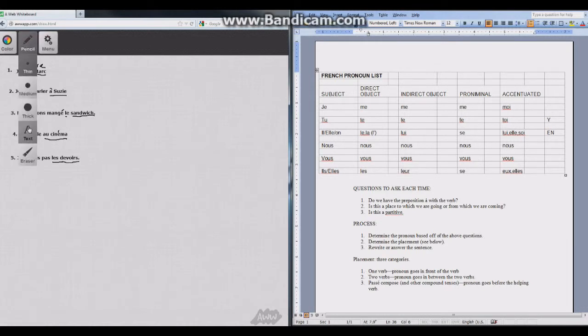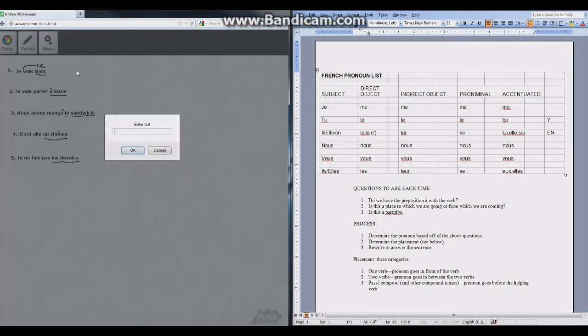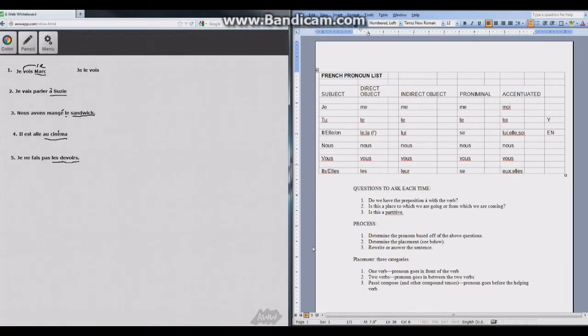So let me see if I can write this answer real quickly for you. And that's going to be step 3 in our process. That's what our answer will look like. Je le vois. Number 2, je vais parler à Susie.